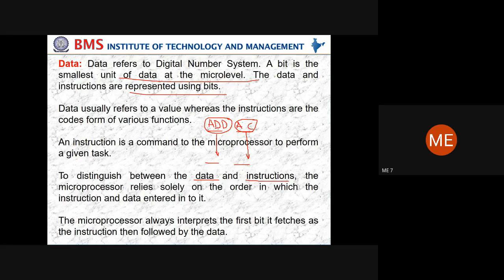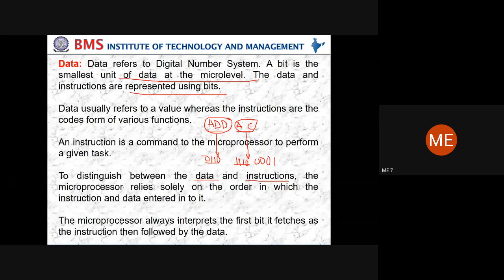Now understand, as I said, this is going to be, let us say, just for understanding, 0110, and this is 1110. Then for C it is going to be, let us say, 0001.